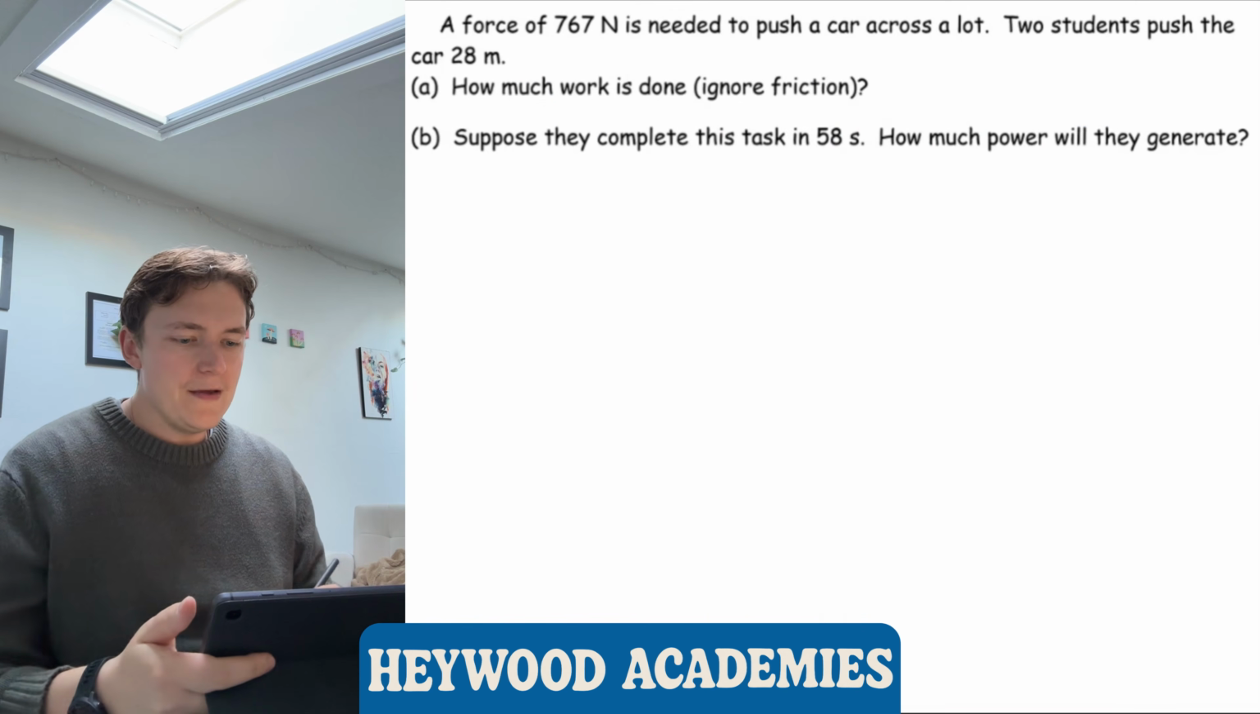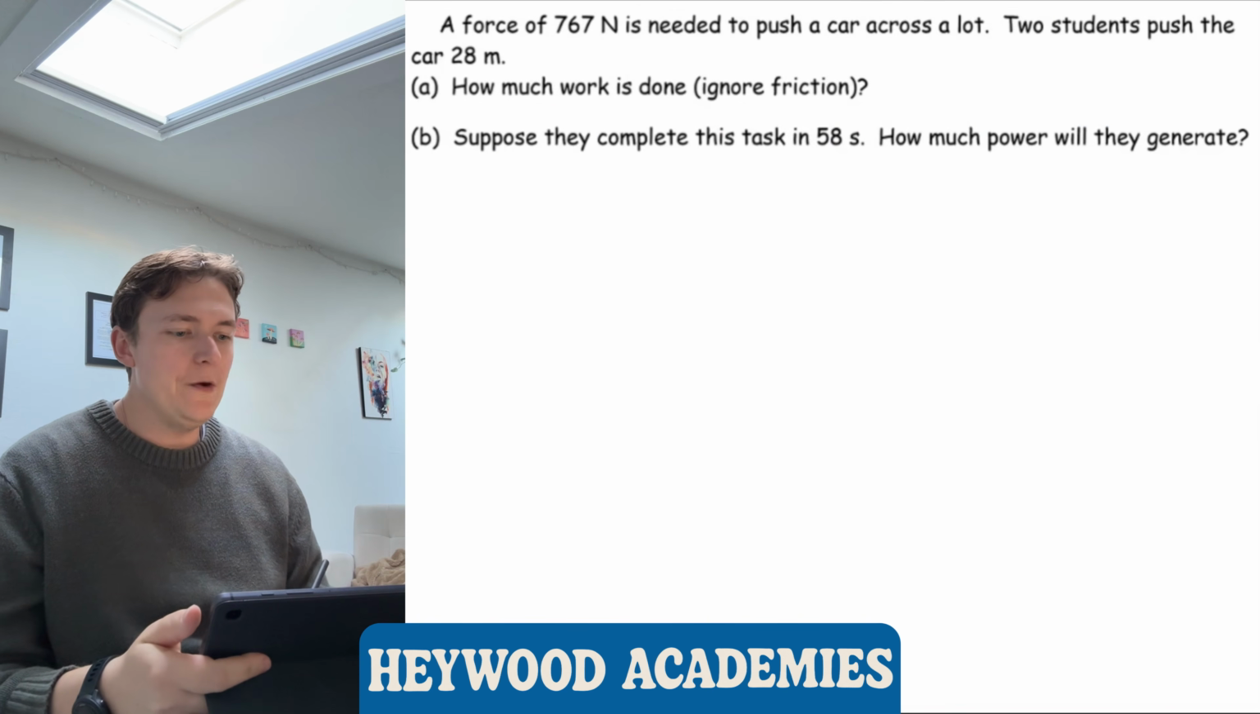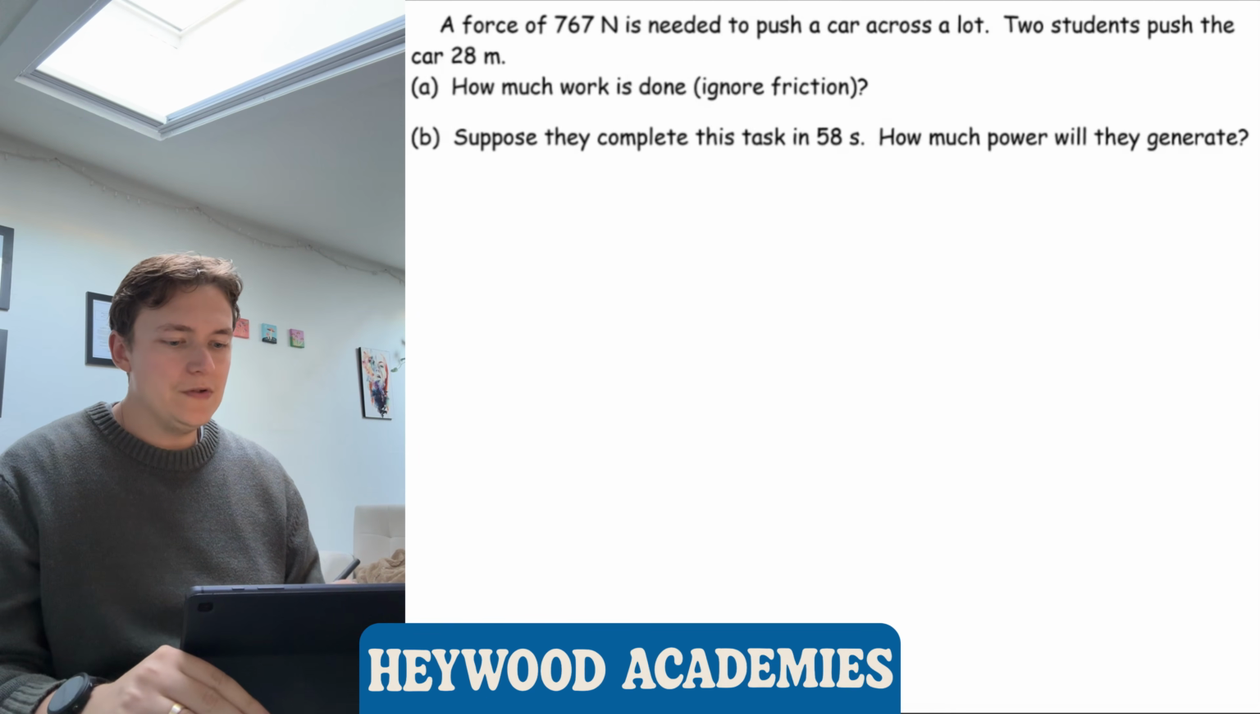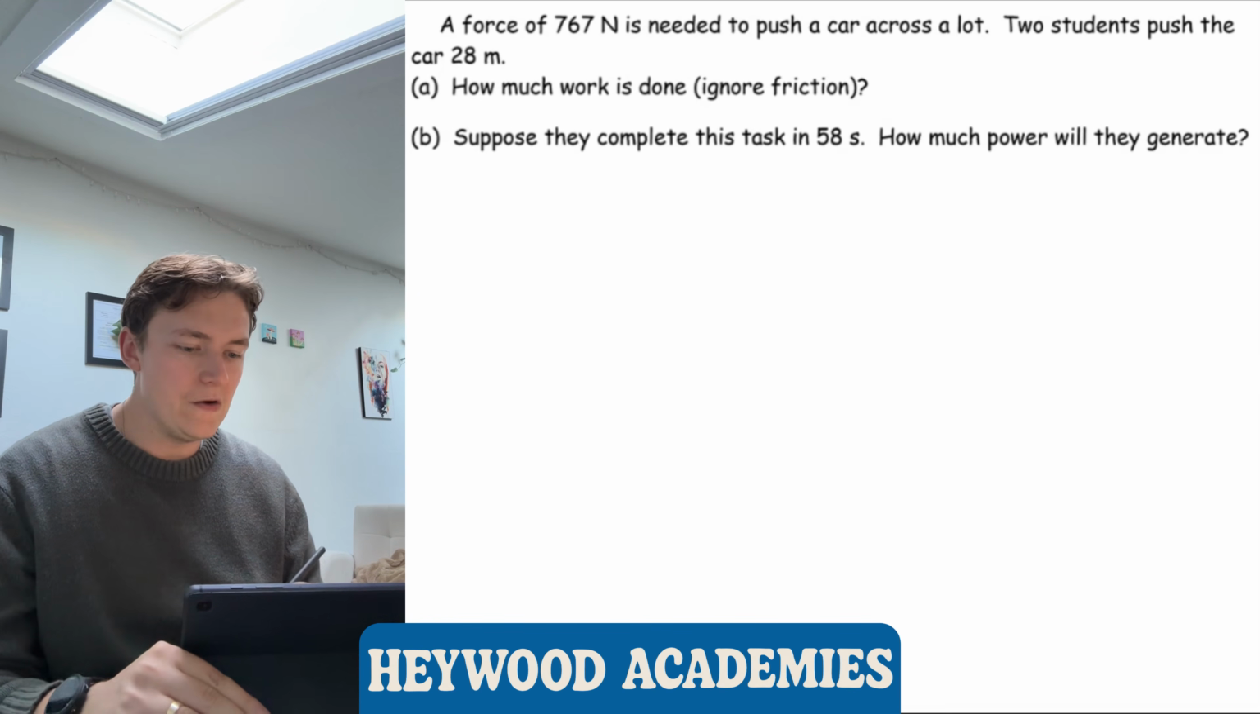A force of 767 newtons is needed to push a car across a lot. 2 students push the car 28 meters. How much work is done ignoring friction? And suppose they complete this task in 58 seconds. How much power will they generate?